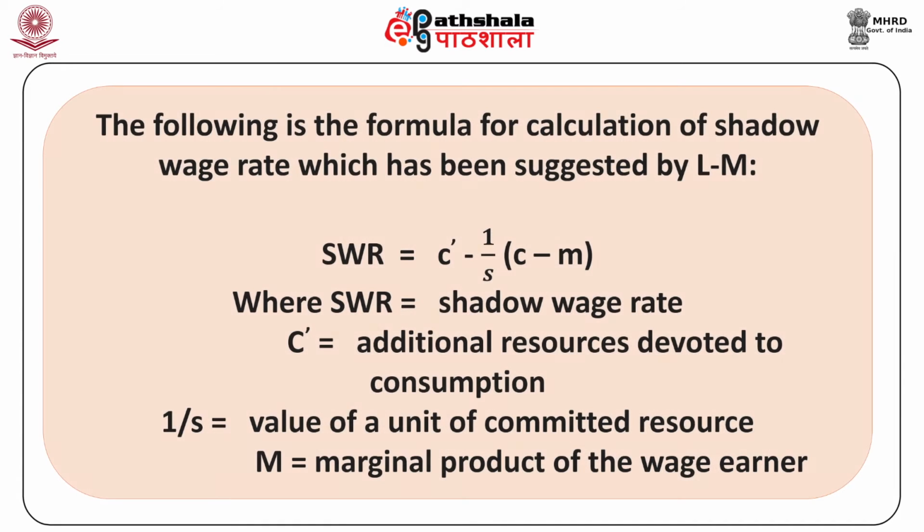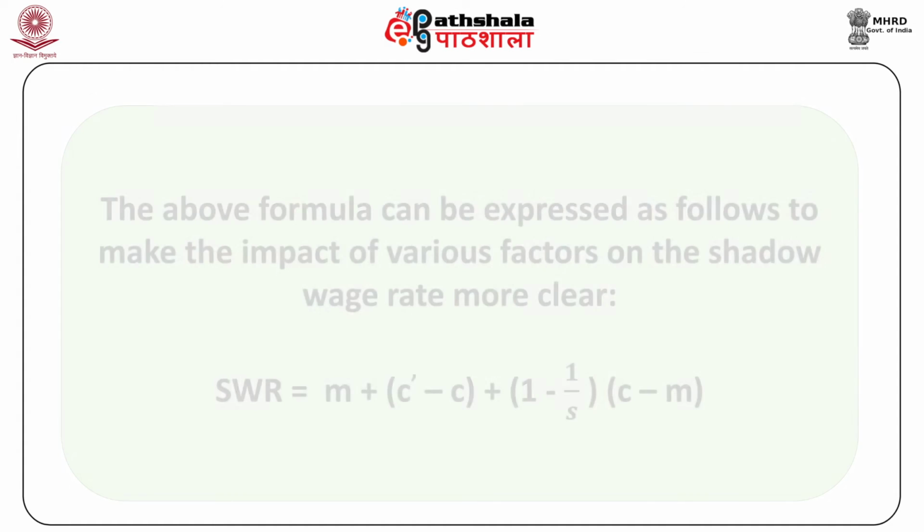The following is the formula for calculation of the shadow wage rate which has been suggested by LM. SWR is equal to C dash minus 1 by S into C minus M, where SWR is the shadow wage rate, C dash is the additional resources devoted for consumption, 1 by S is the value of a unit of committed resource, and M stands for the marginal product of the wage earner.